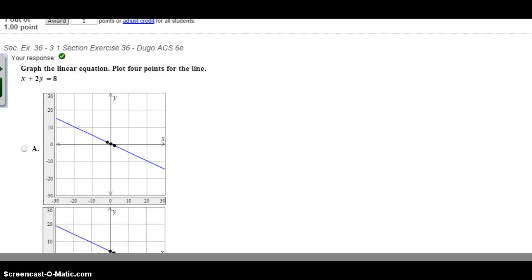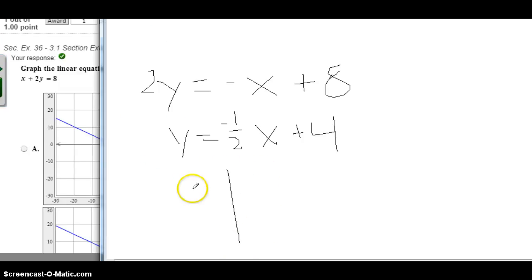But if you want to actually plot points, again, just make a table and pick something for x. Let's say x is 0, and y would equal 0 plus 4. Let's say x is 2. 2 times the -1/2 would be -1 plus 4. So just pick x's or y's, plug them in, and solve for the other value would be.